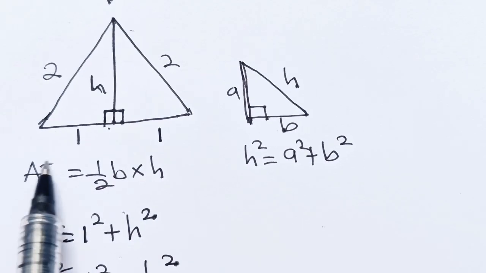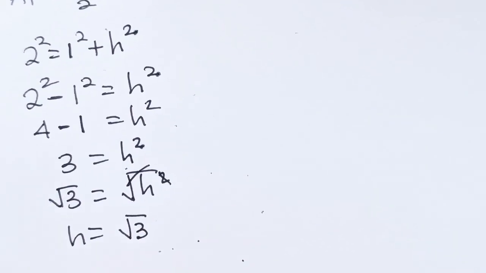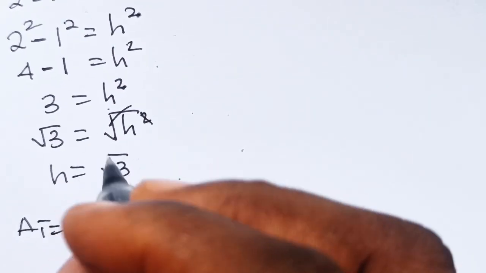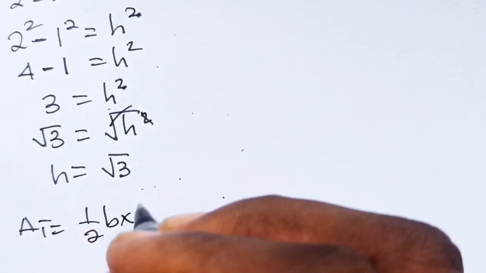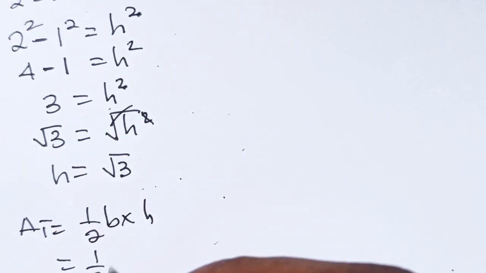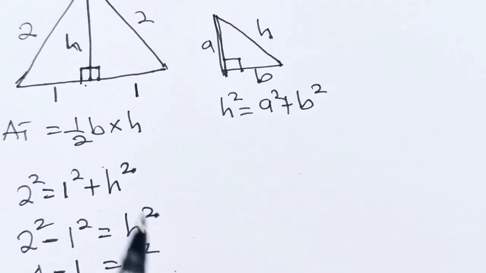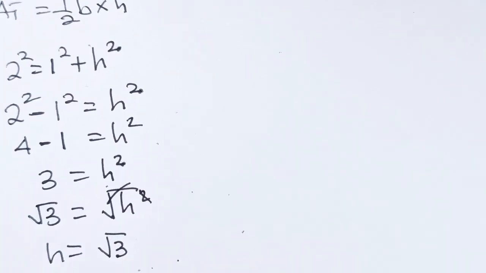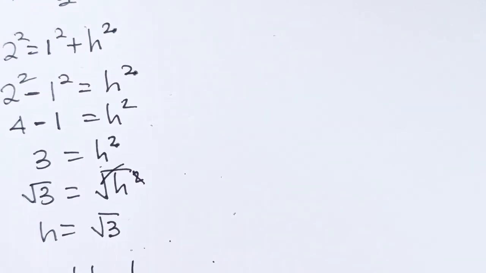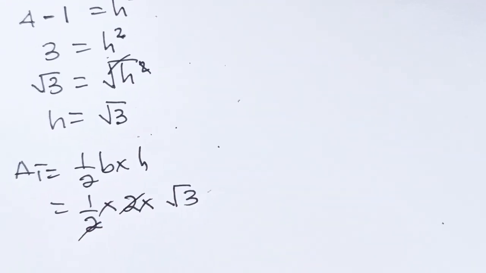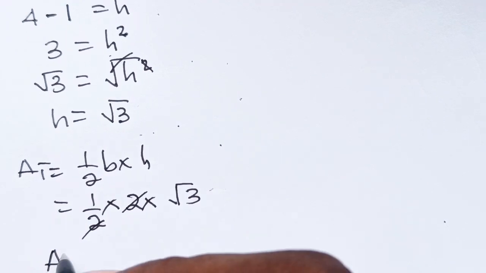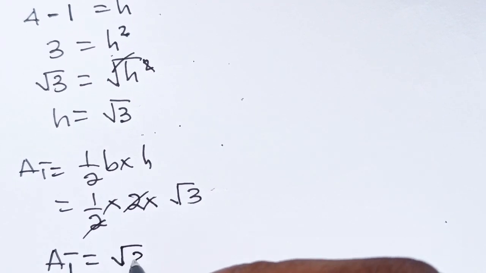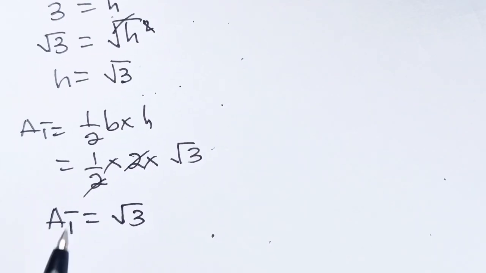It means that the area of the triangle is equal to half base times height. So it's going to be half times our base. The base of the triangle is 1 plus 1, which is 2. So it's going to be half times 2 times the height. Now the height is root 3, so times root 3. Now we divide this, and we have that the area of the triangle is equal to root 3. Now we have found 1.